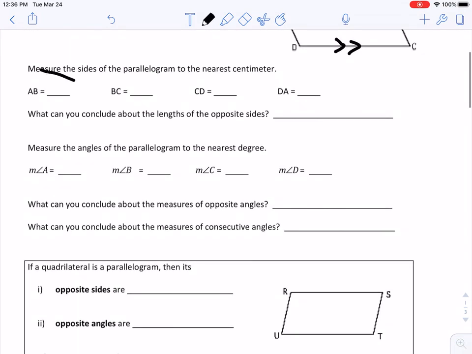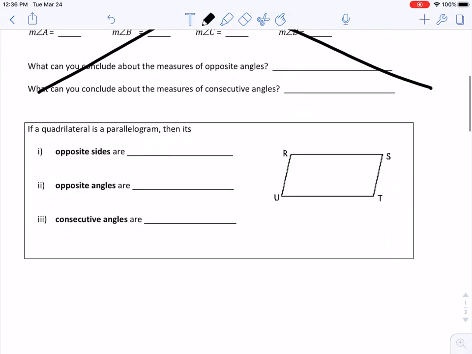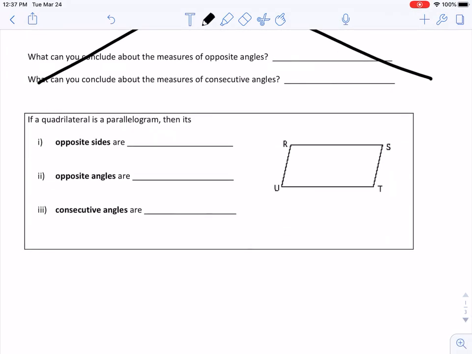This piece here, we're going to just go ahead and skip. And we're going to come up with the general conclusion first. So if you have a parallelogram, then the three properties that we want to talk about are: the opposite sides are going to be congruent. What that means is this side and this side will have the same length, and then this side and this side will also have the same length.